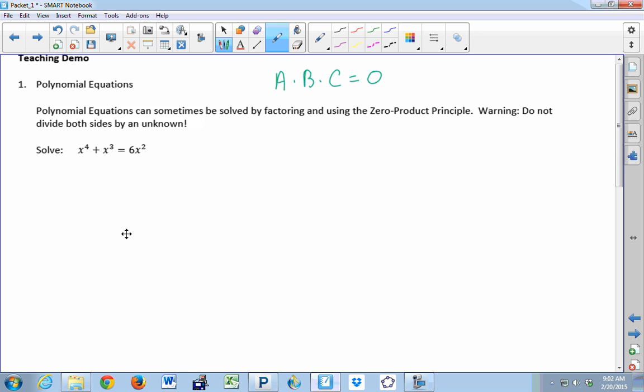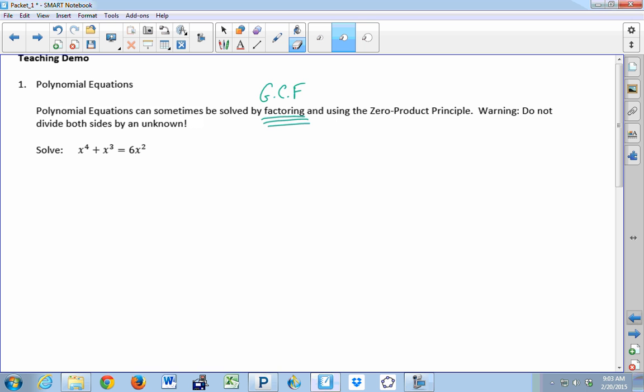If I had that expression, then I know either A is 0, B could be 0, or C could be 0. So this is the idea we're going to borrow from quadratic equations, where we just have 2 factors, to help us with polynomial equations. So polynomial equations use the idea of factoring, and guess what? They're all going to have a common factor. So the factoring technique that's going to be useful here is your greatest common factor.